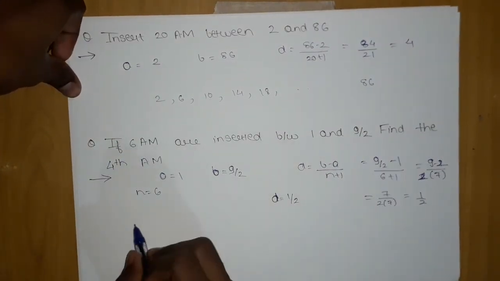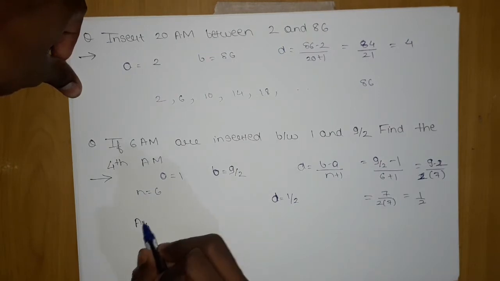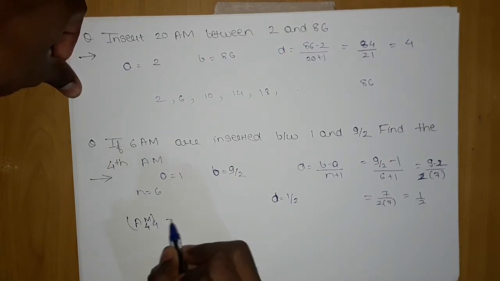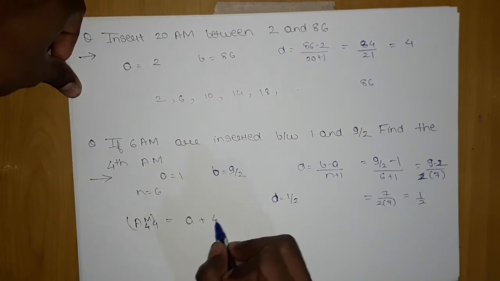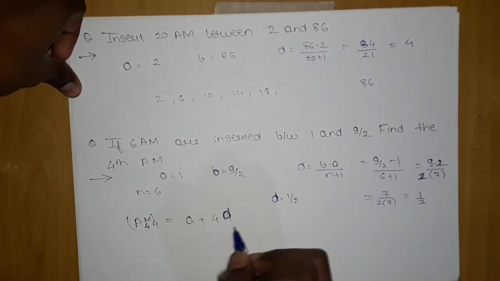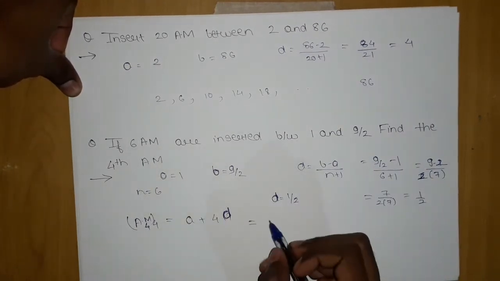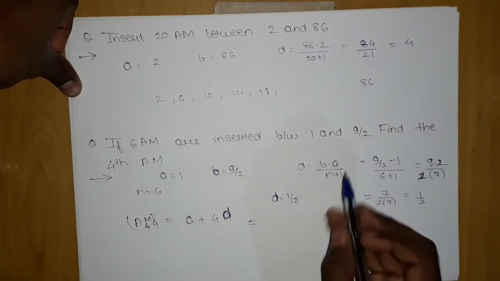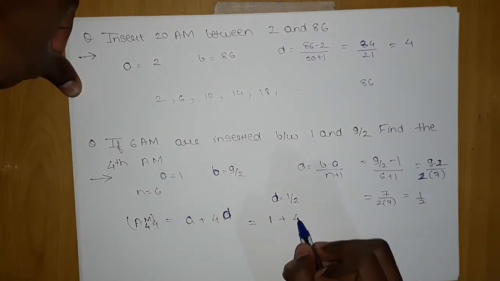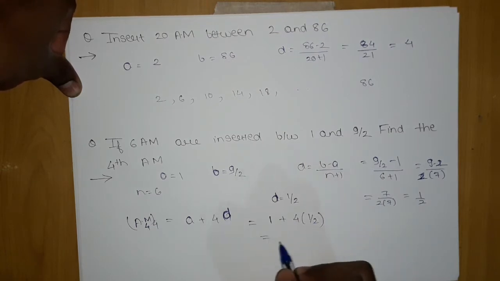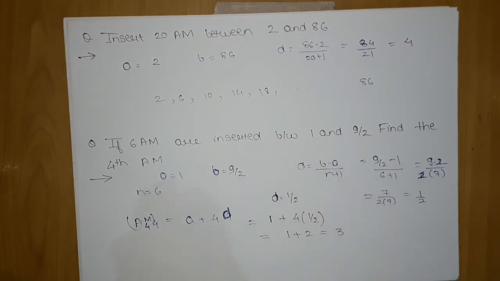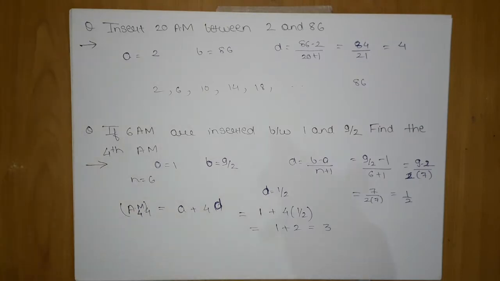After getting D, I can get any AM. If I want AM4, it is A plus 4 times D, as I have discussed. This is the general way. So the fourth AM is 1 plus 4 into 1/2, which is 1 plus 2, which is 3. So we got the 4th AM, which is nothing but 3. We are done with this question, and we will move forward to the next question.